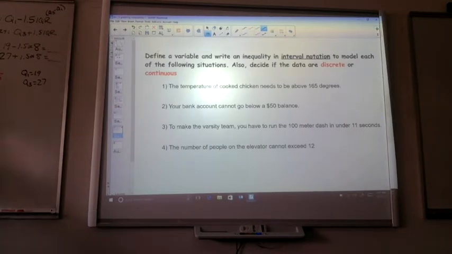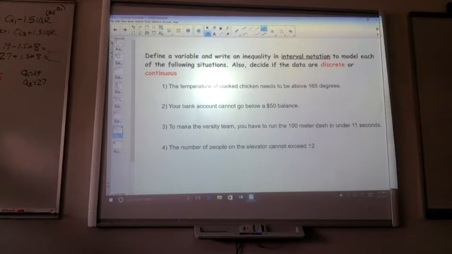All right. Define a variable and write an inequality in interval notation to model each of the following situations. Also decide if the data are discrete or continuous. Discrete means it starts and stops. Continuous means it starts and never ends. So starts and never ends means it goes to infinity or negative infinity. Make sense? The temperature of cooked chicken needs to be above 165 degrees.